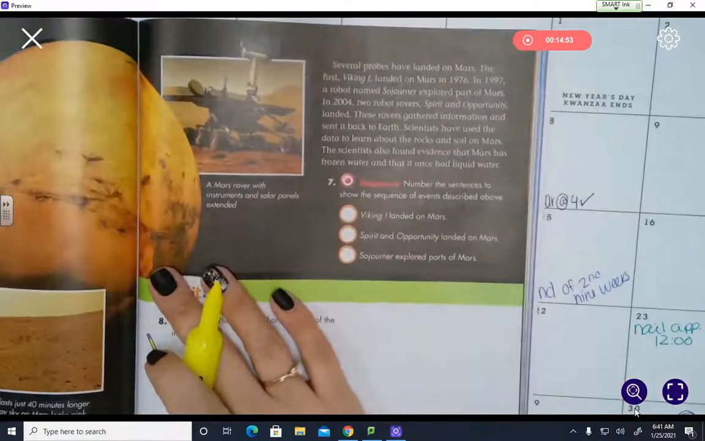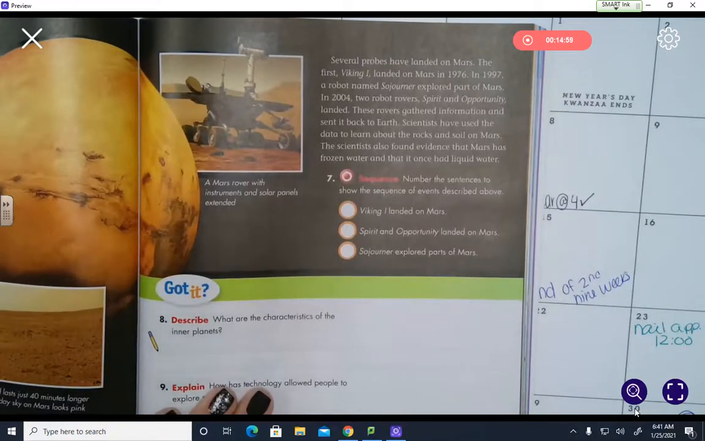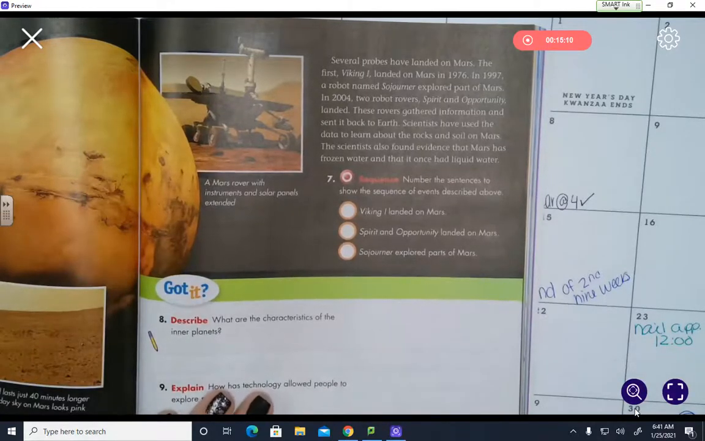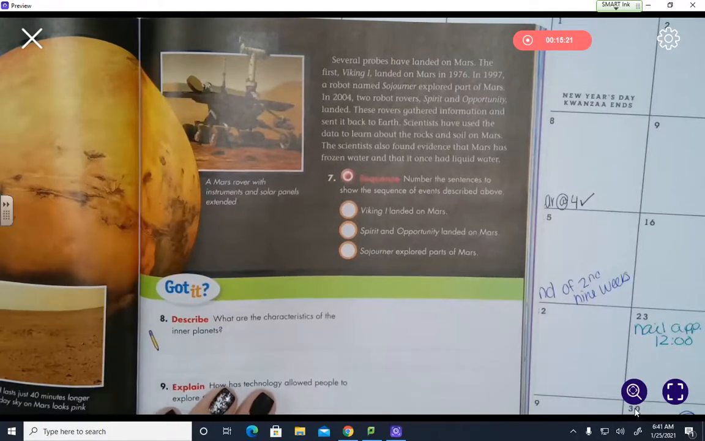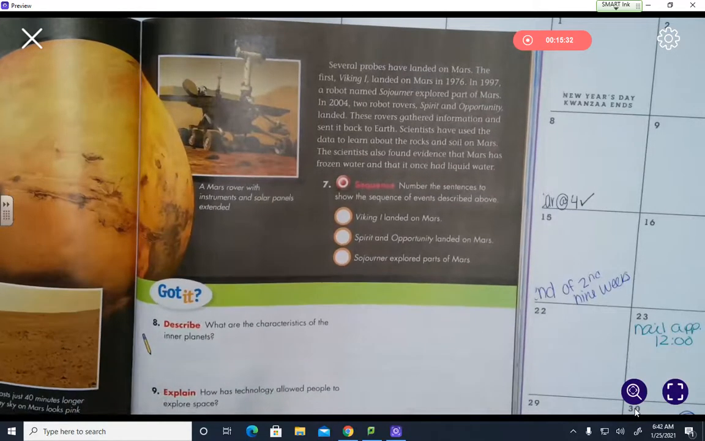Several probes have landed on Mars. The first, Viking 1, landed on Mars in 1976. In 1997, a robot named, I'm drawing a blank on how to say that. I'm sorry, I'm drawing a blank.